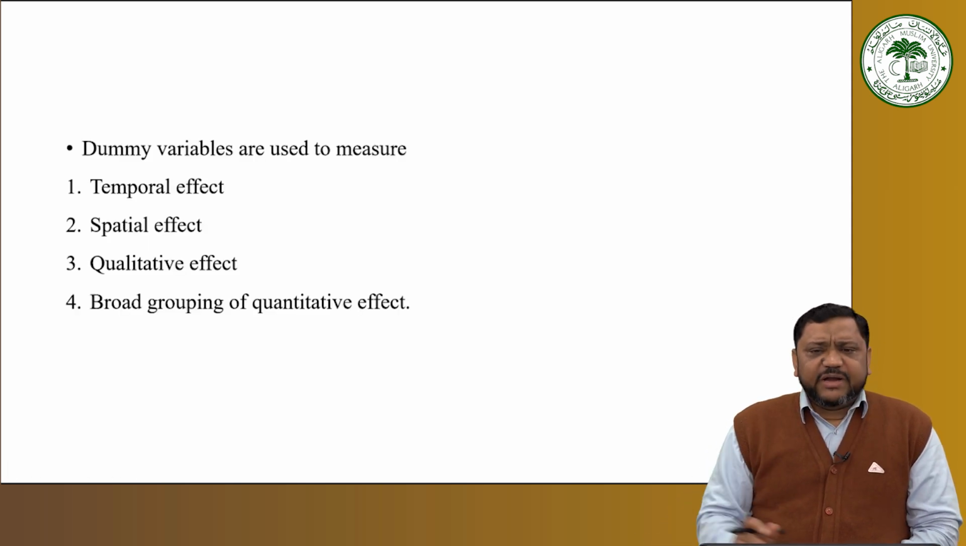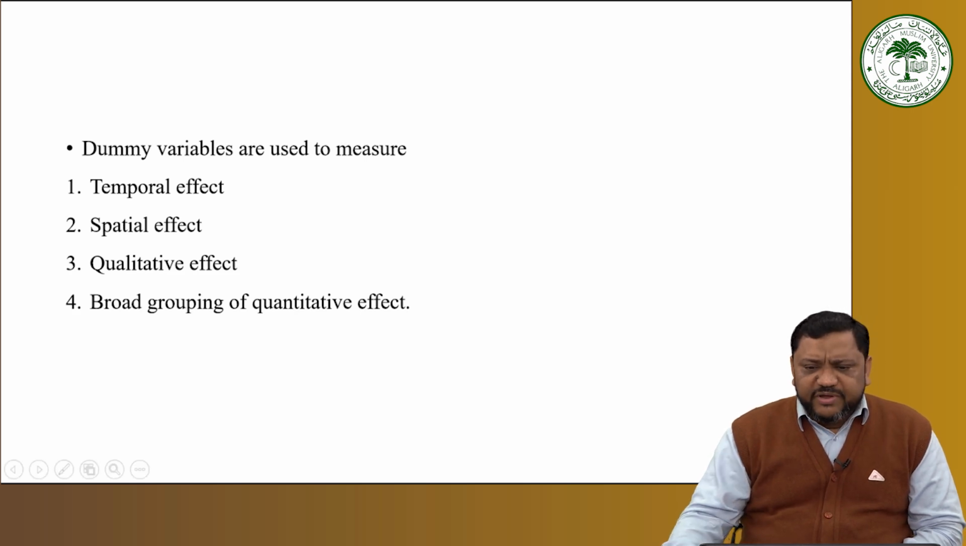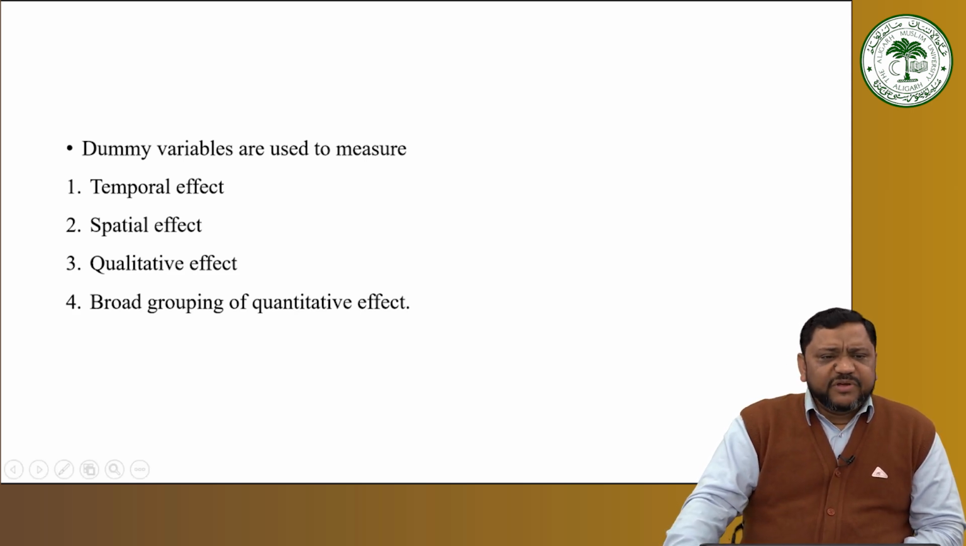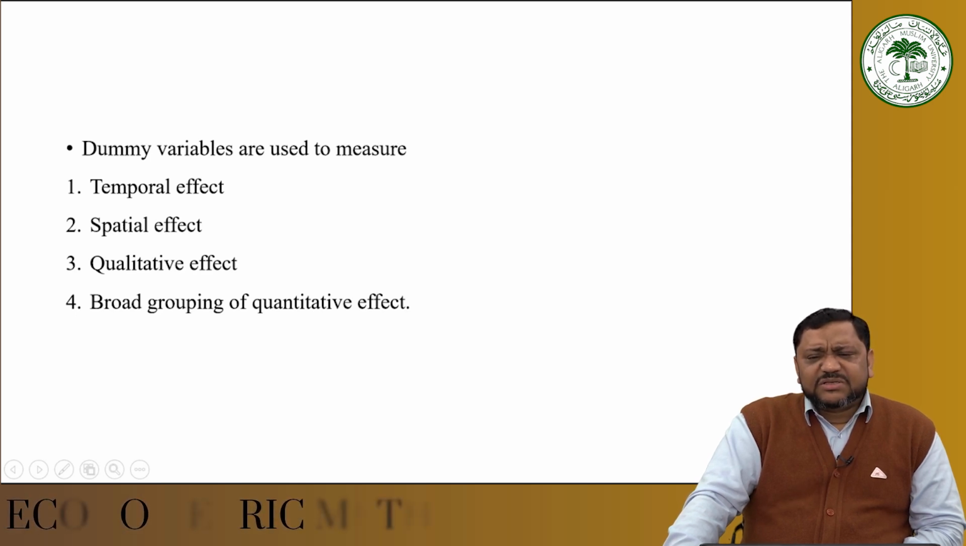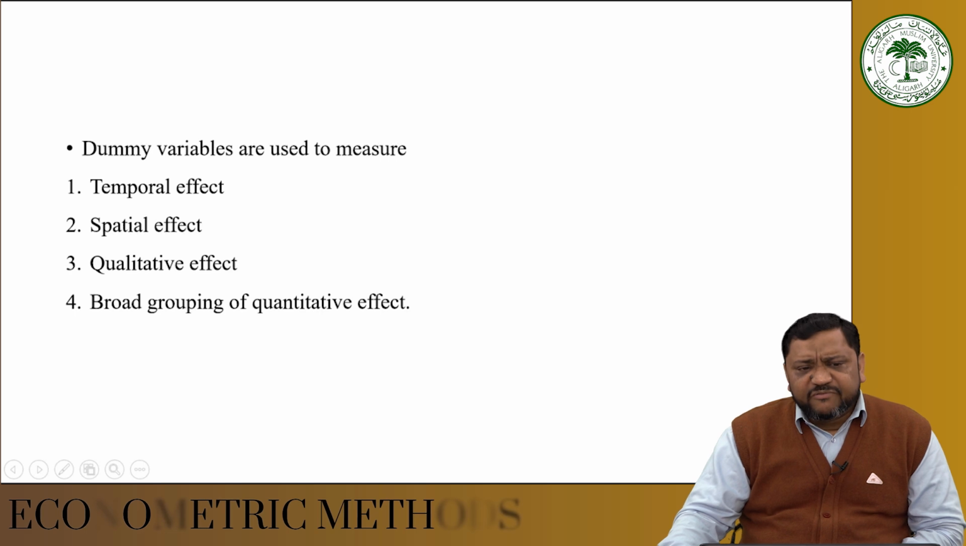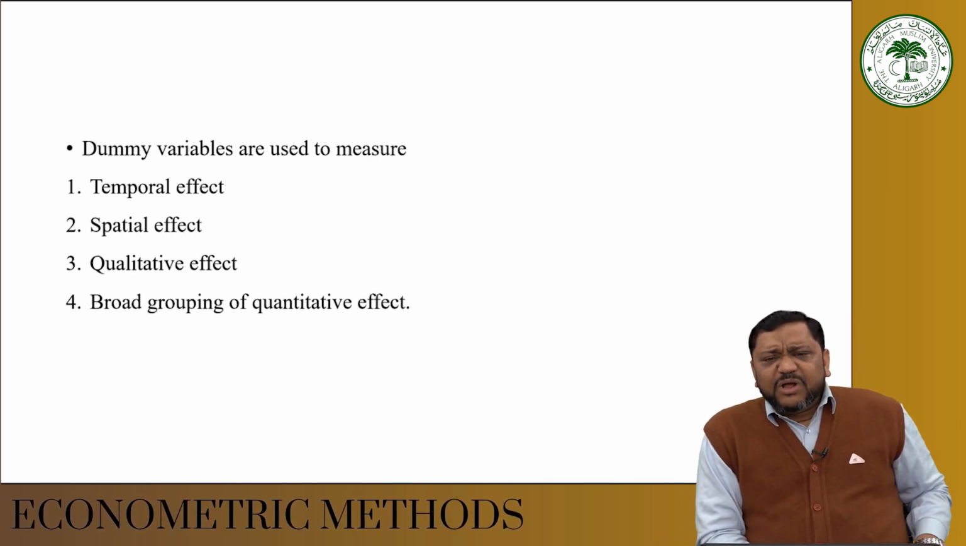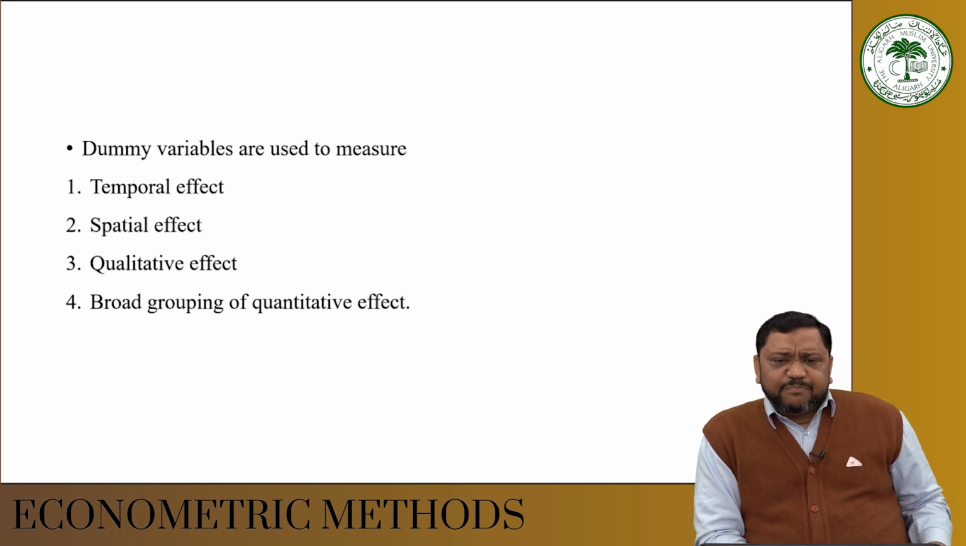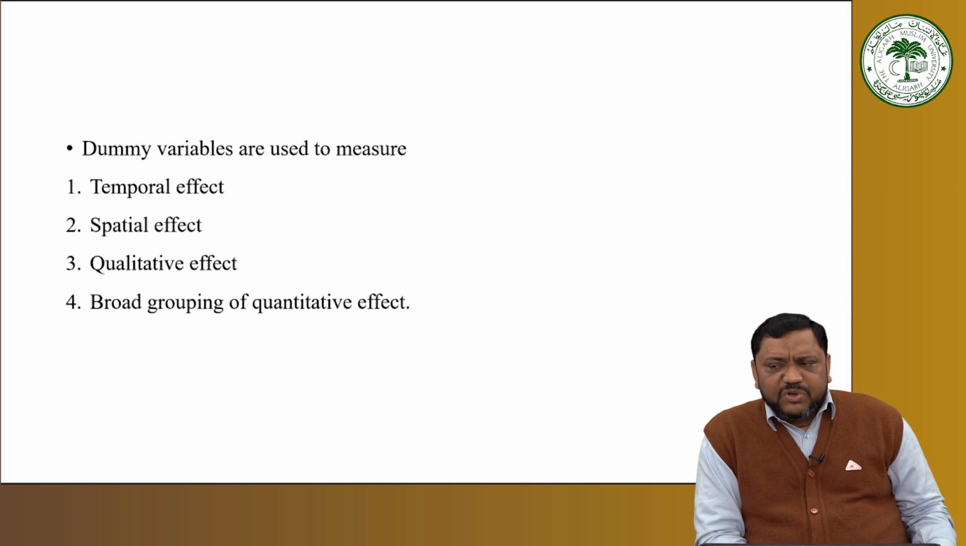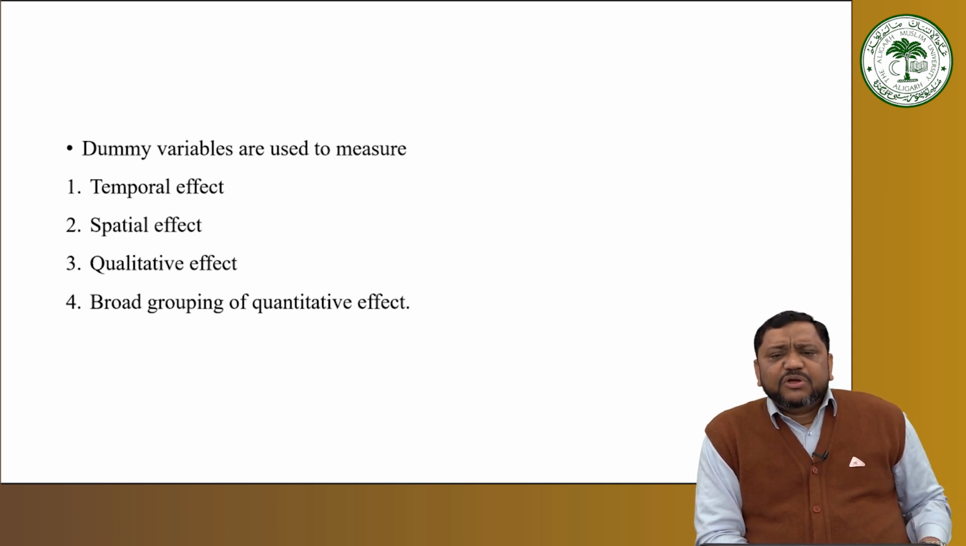So now we take up the dummy variables. Why these dummy variables and what are the uses? See, dummy variables arise because of, I'll say, the temporal effect, spatial effect, qualitative effect and broad grouping. Temporal effect means the change due to time. Say we want to see the impact of weather on wheat production. Now there were years of drought, and there was a famine or war. To capture such incidents, we employ dummy variables.